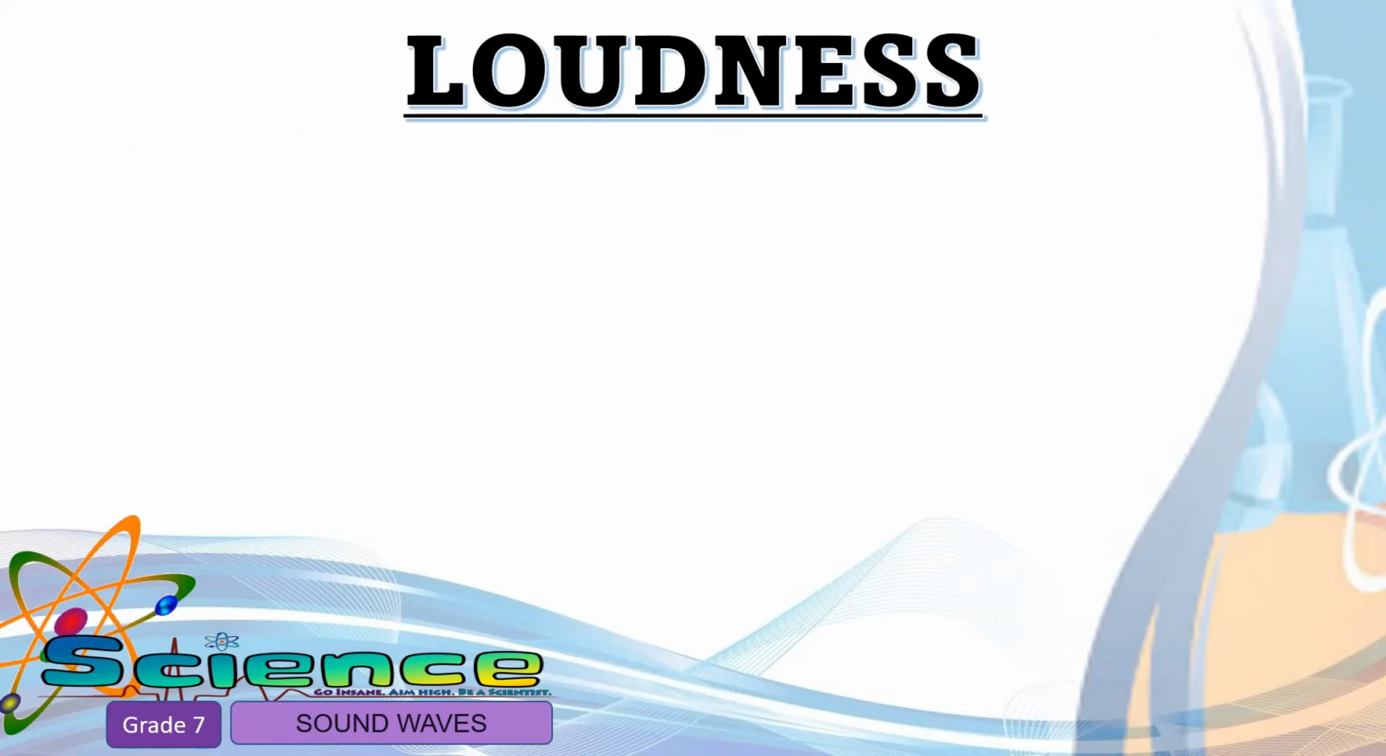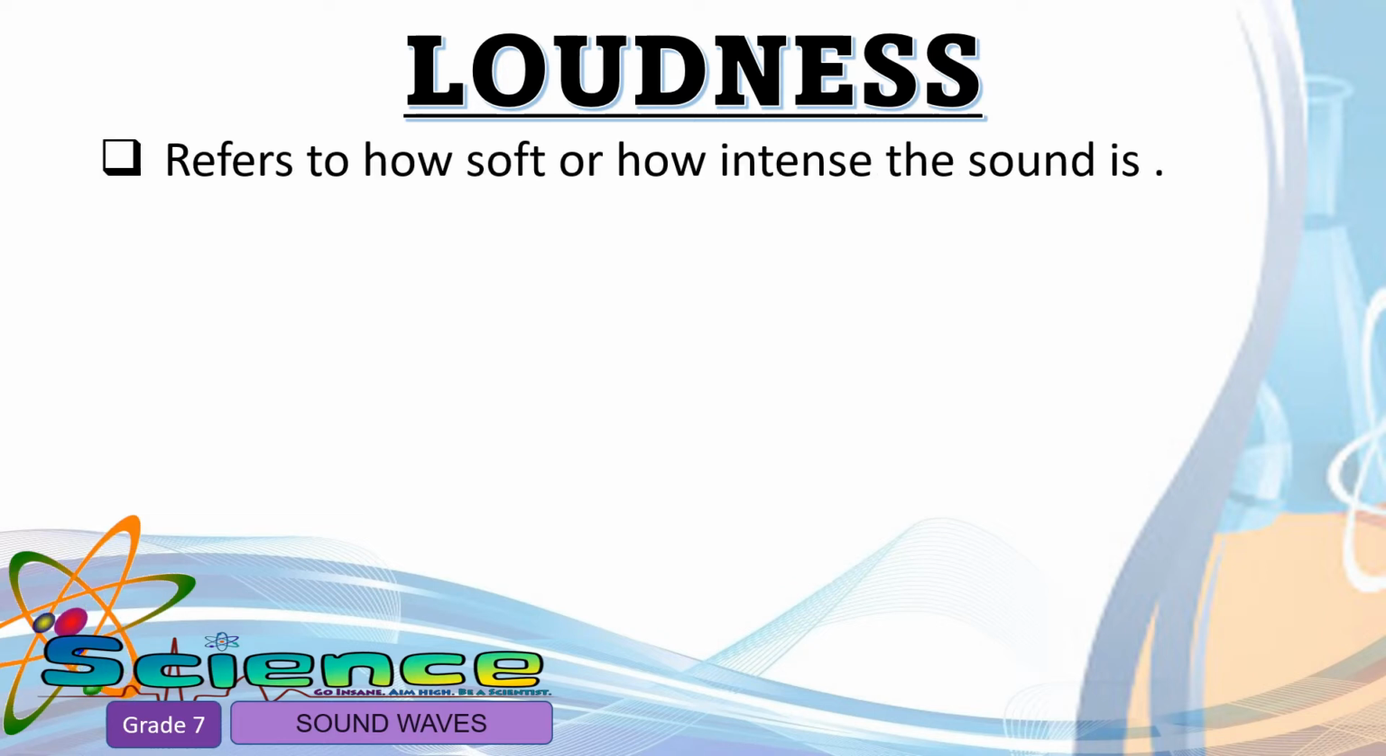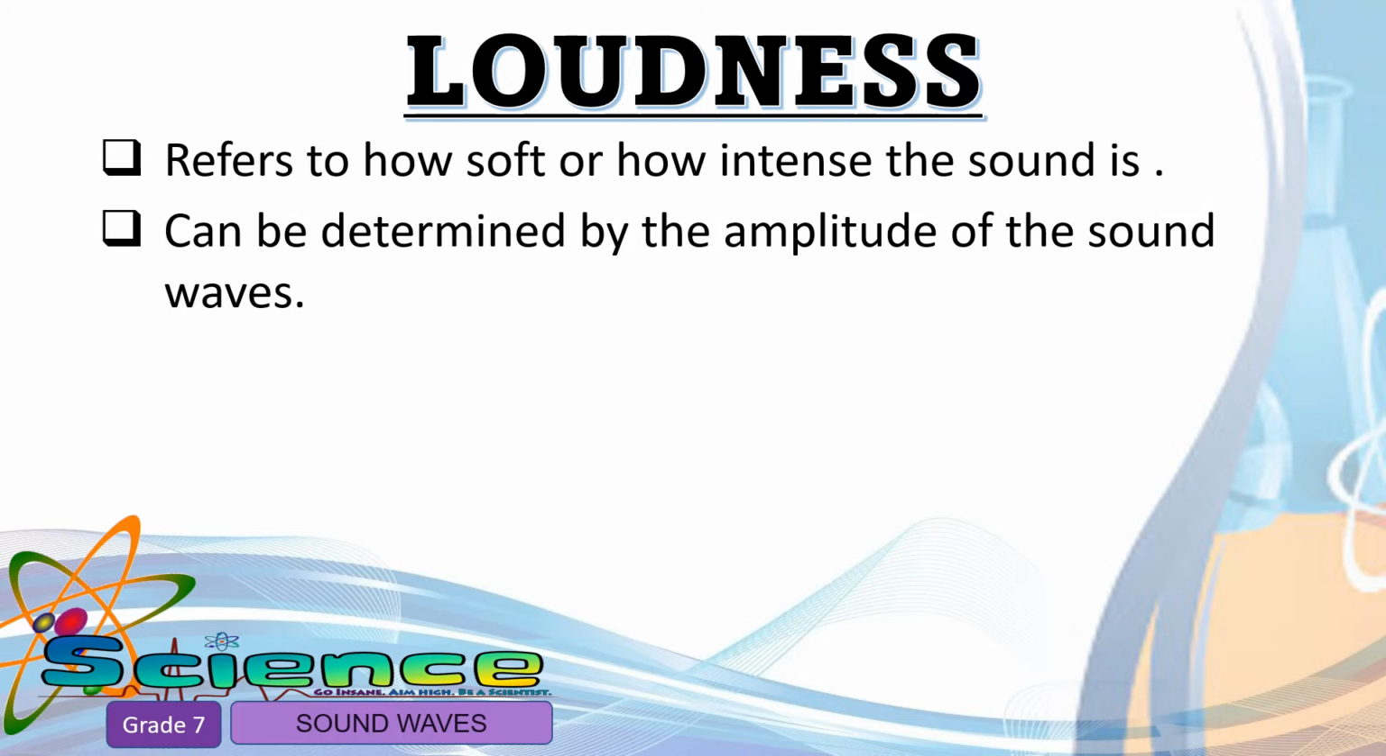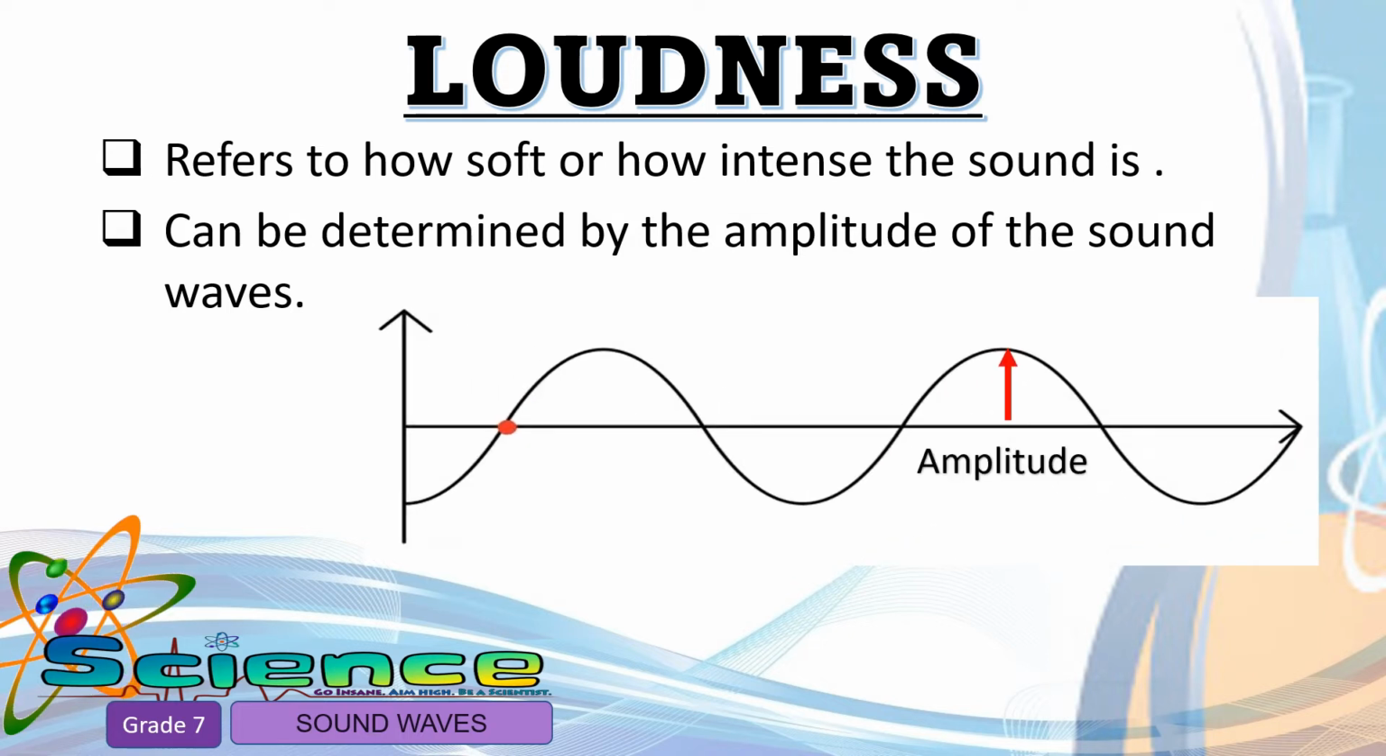The next characteristic is loudness. Loudness refers to how soft or how intense the sound is as perceived by the ear and interpreted by the brain. Loudness can be determined by the amplitude of the sound waves. Remember that amplitude is the height of the wave, and it tells us the amount of energy that a wave carries.